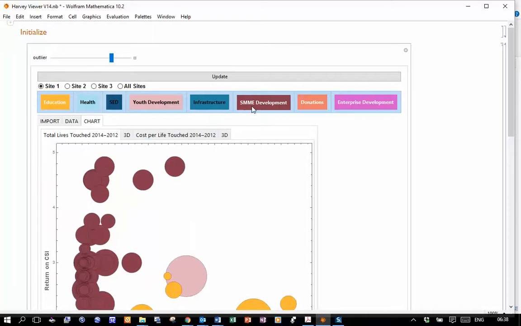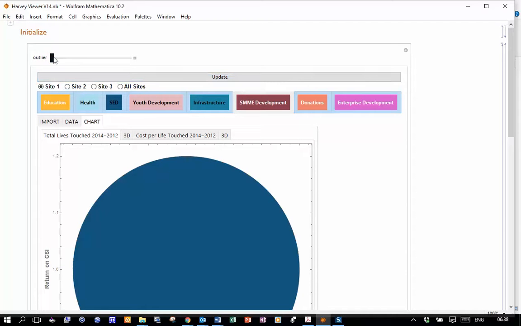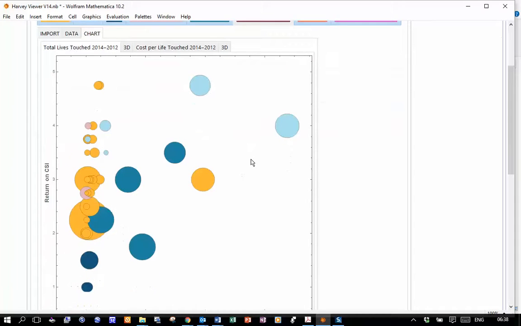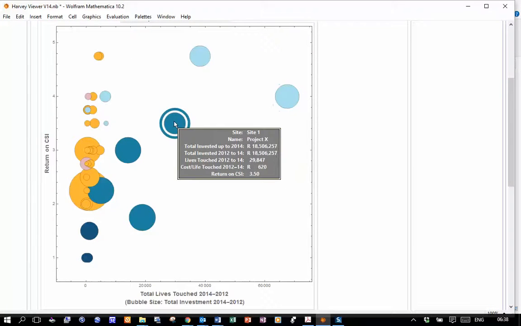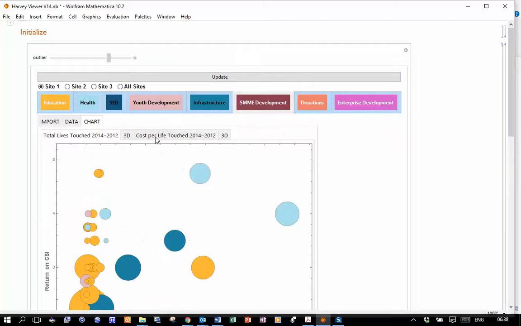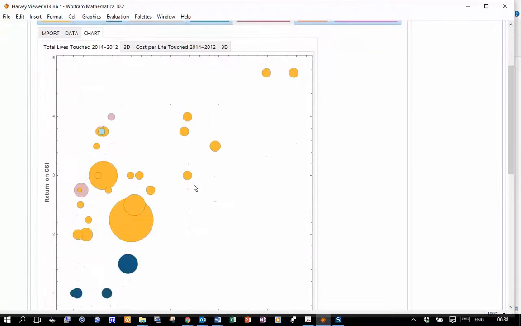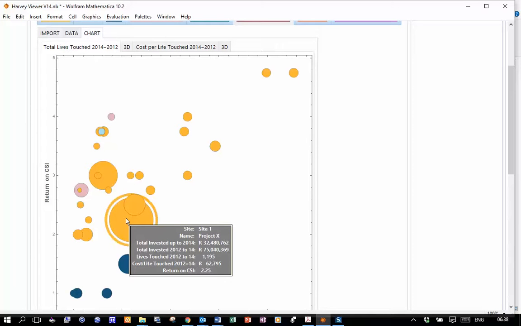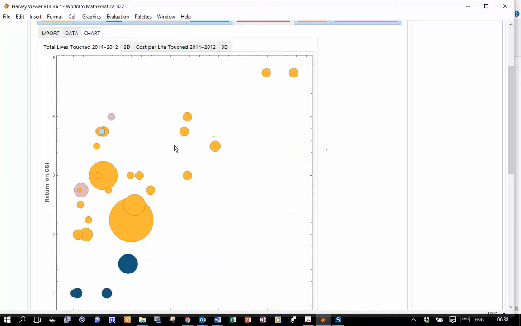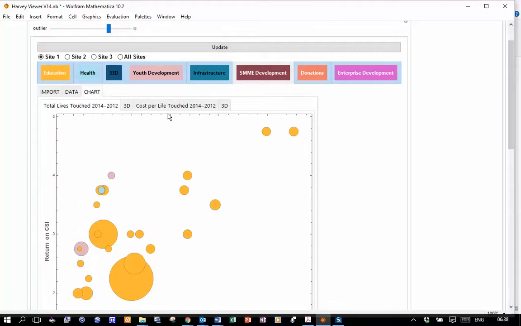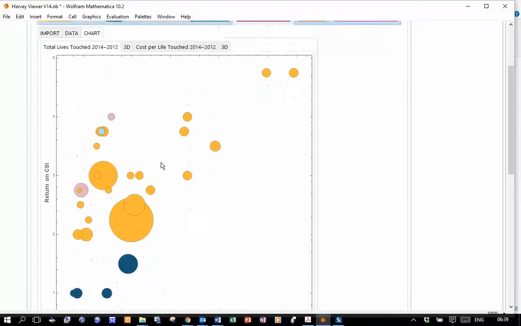What we'll do is we'll just switch off the SMMEs and start interrogating the projects again. Less SMME projects. So again, you can see the health, education, infrastructure. So from the bubble chart, you're now able to see that education by far tends to have the highest impact. And one would then advise that intuitively we know that education gives the desired results, but at least now from a data perspective, we're now able to visualize and actually show the actual impact.